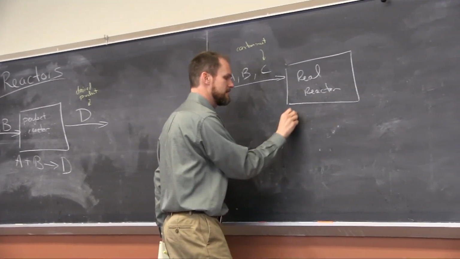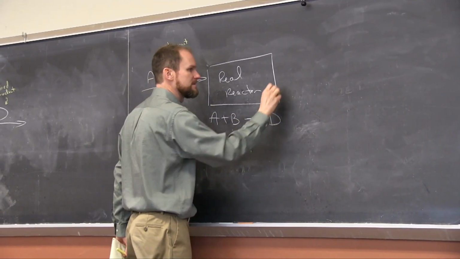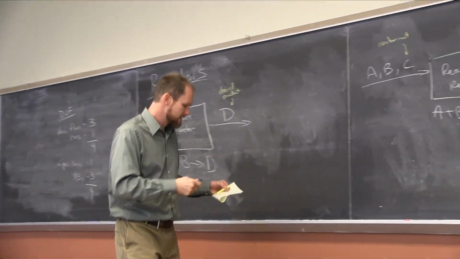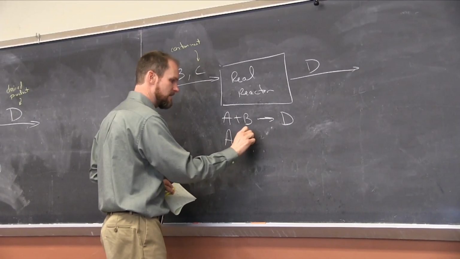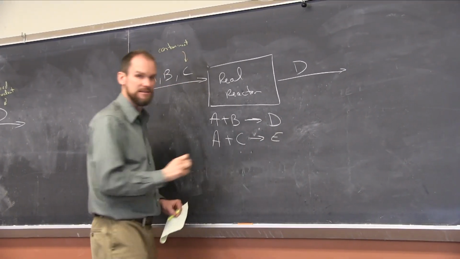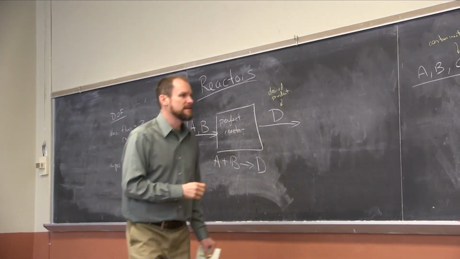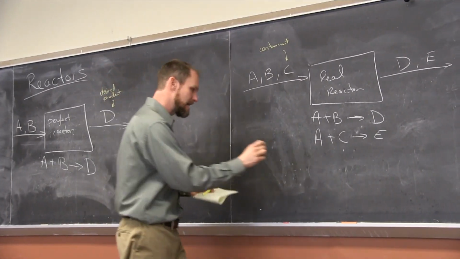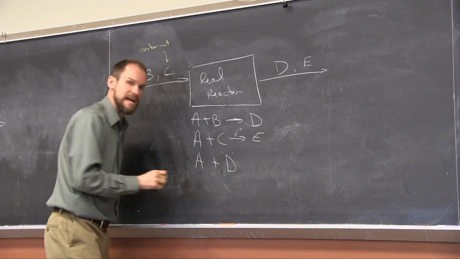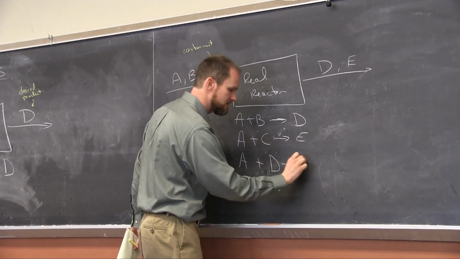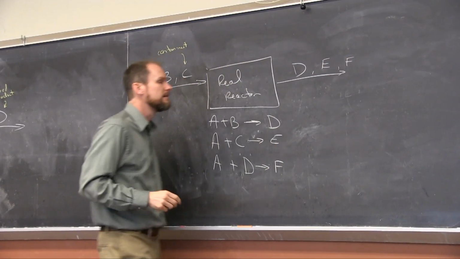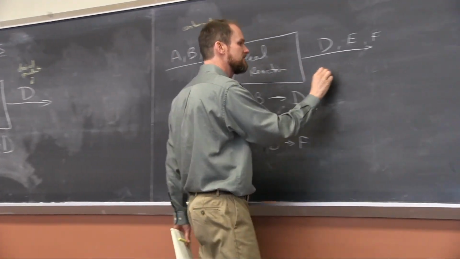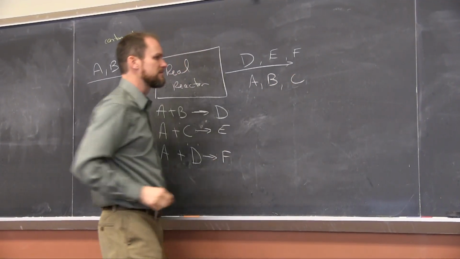I might get A and B going to some desired product, so I get D out. But I might also get A reacting with that contaminant and giving me E, so I might then have E coming out, which I might not want. I might also have that product reacting away and having a further reaction and going to another product F. And that's not really what I want either. I also might not have everything react, so I might have A and B still come out and C still come out.